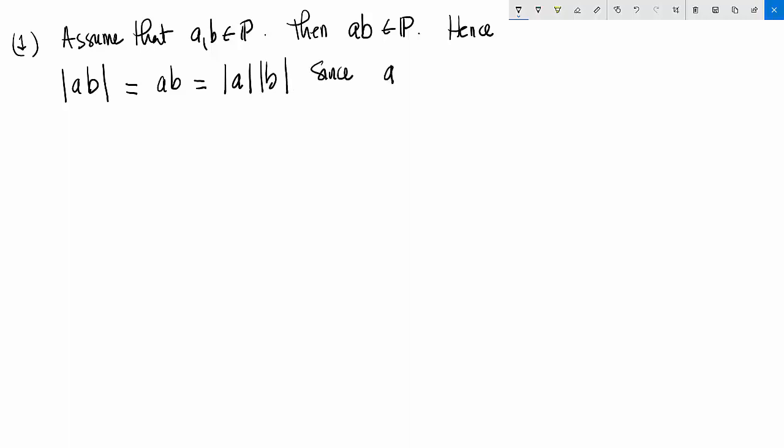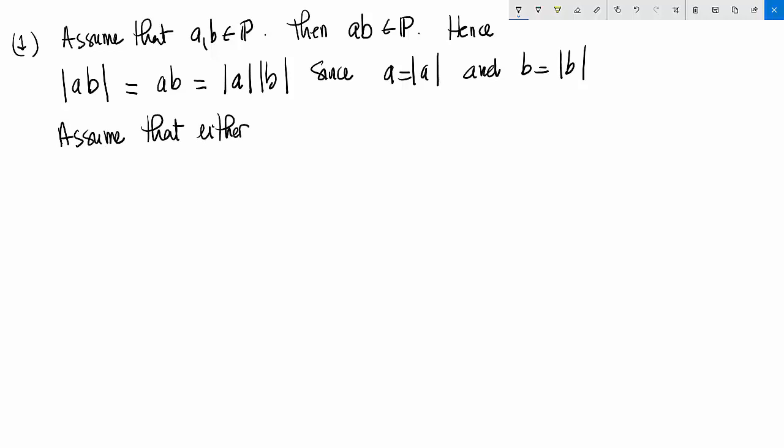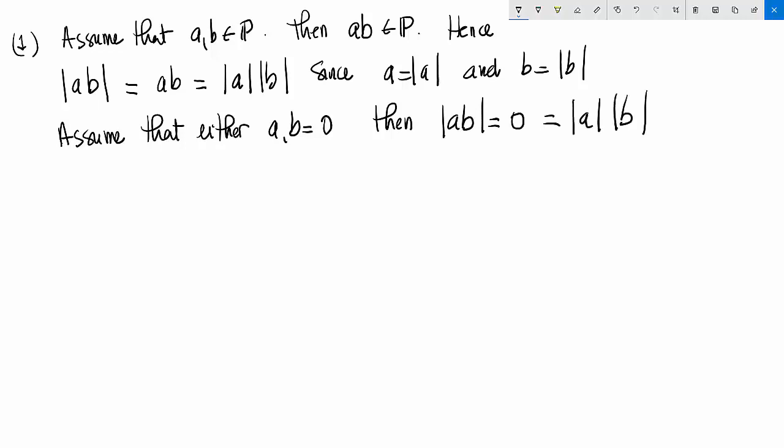Since A is equal to its absolute value and B is equal to its absolute value. Okay, so now assume that either A or B is equal to 0. Then clearly the absolute value of A times B will be equal to 0, which is the product of the absolute values.